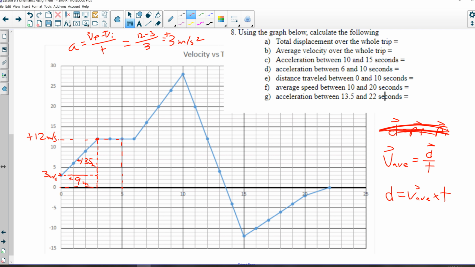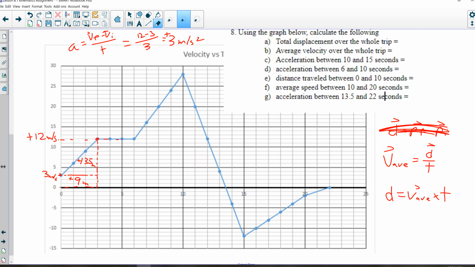Why am I putting positives beside it? It's displacement. It's a vector, and this object is moving forwards according to the graph, so I need to indicate these are forward displacements. All right, and then I'm just going to erase this line here so we don't get confused because we're going to 6 seconds.